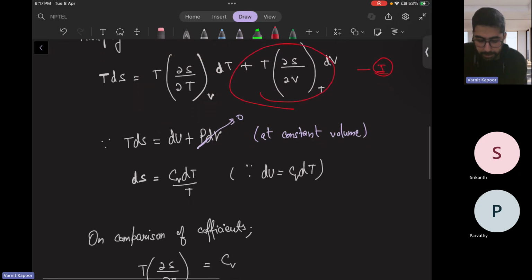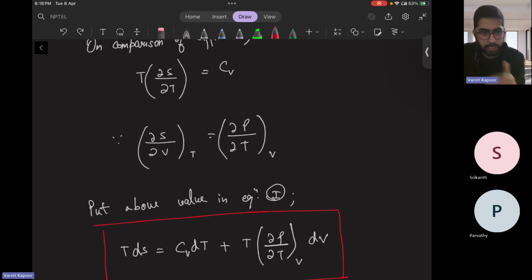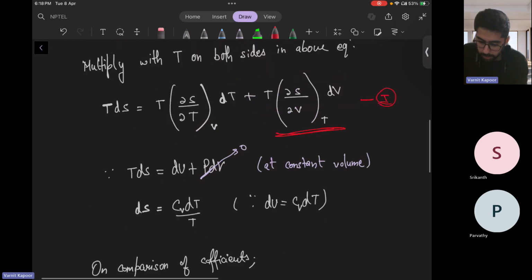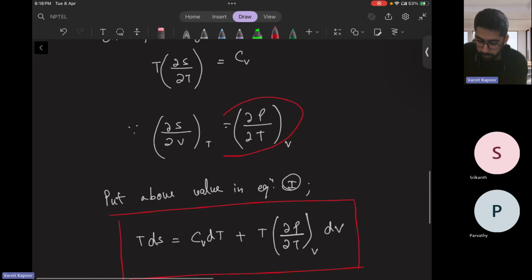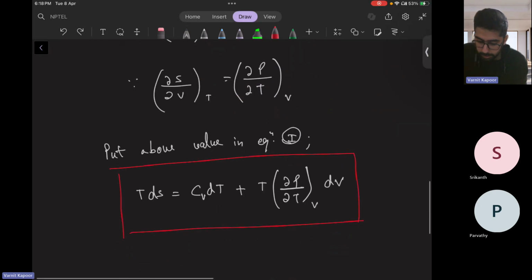Now this coefficient will come in terms of Maxwell relation, because you know that from Maxwell relation, dou S by dou V at constant temperature is dou P by dou T at constant volume. Now put this relation in here. So you finally got Cv dT plus T dou P by dou T at constant volume. All right. Any doubts?